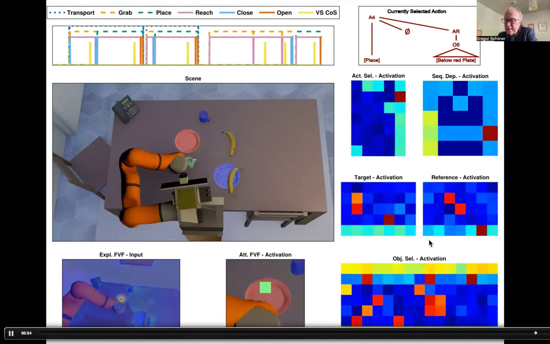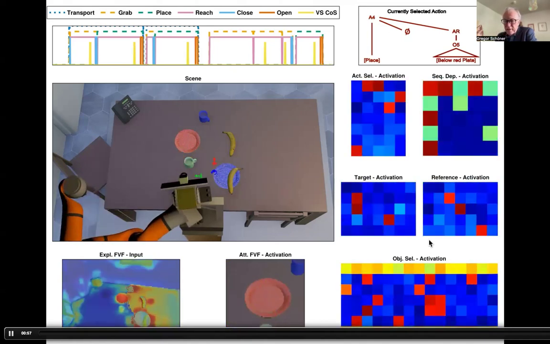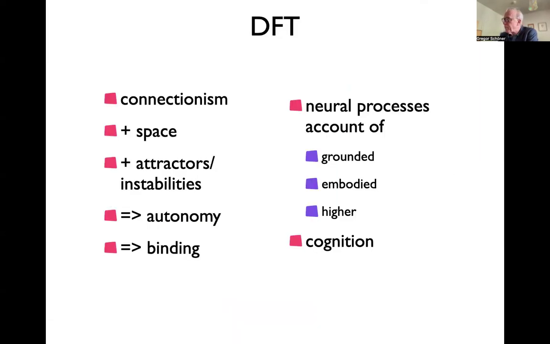So that's sort of a demo of how higher cognition, or what I call higher embodied cognition, acting out sequences of action, can be achieved. So in summary, DFT is a special case of connectionism that has these two concepts of space and the instabilities of attractor states that lead to autonomy and binding. And the goal of it is to provide a process account of grounded, embodied, and higher cognition. And of course, the claim in this perspective is that all higher cognition has this property. So even if you do mental arithmetic, our claim is it's not really fundamentally different from planning actions. That will be one of the things to discuss.